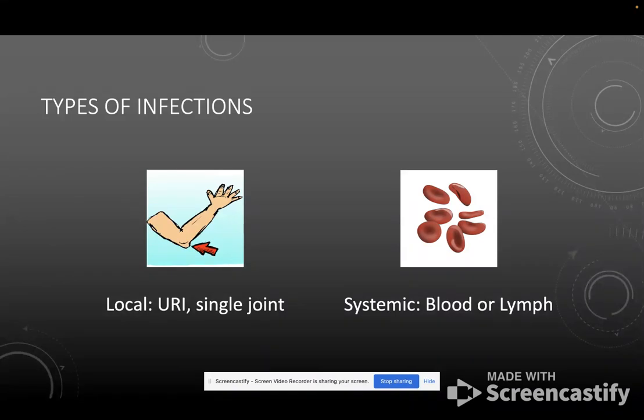Some different types of infections that can occur. Whenever we talk about different types of infections, you can have a localized infection. You want to think local. It lives in a small area around that spot. Like an upper respiratory infection, it lives just in that respiratory system, or a joint, just one specific joint. If it's systemic, then that is throughout the whole body. It could reach the blood or lymphatic fluid, and it's being carried throughout the entire body.